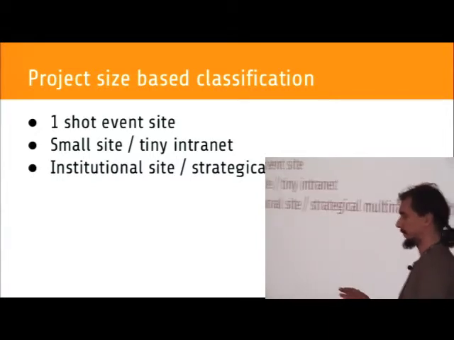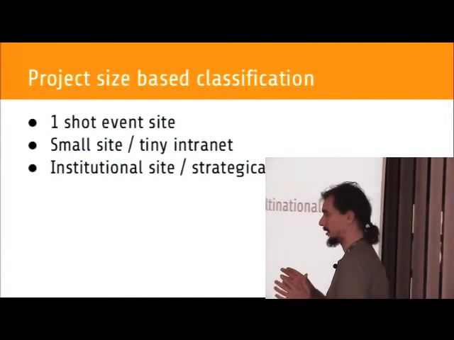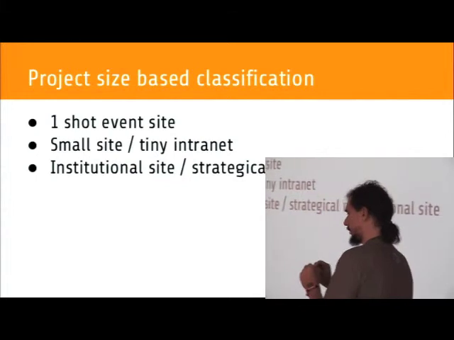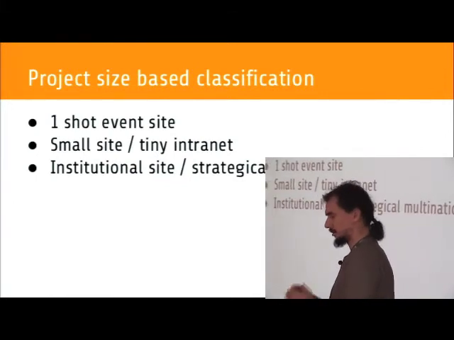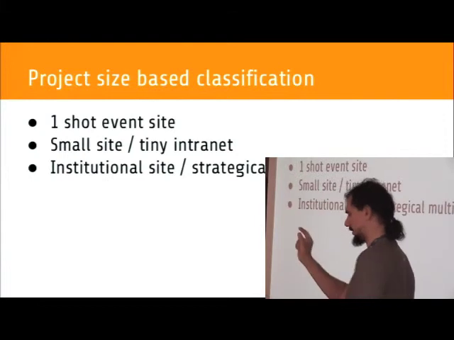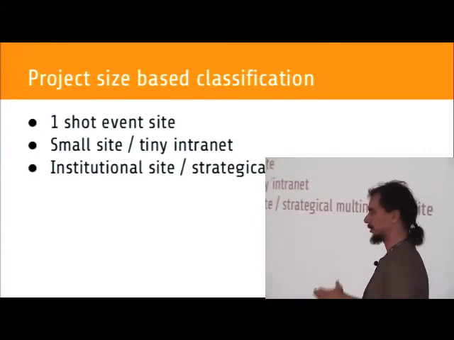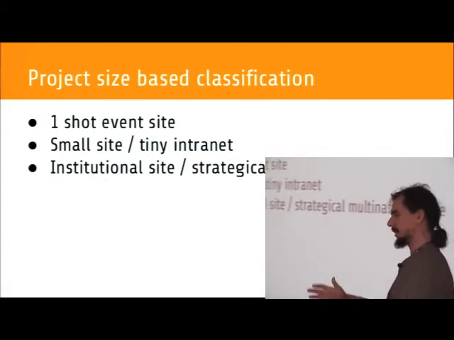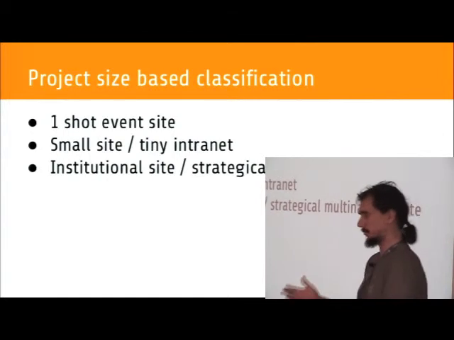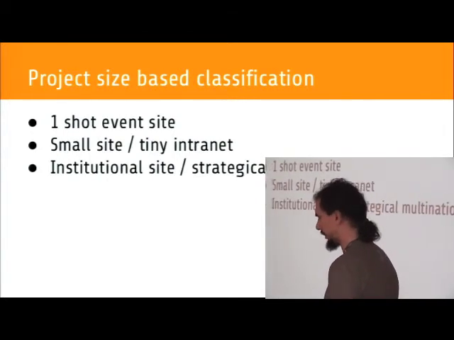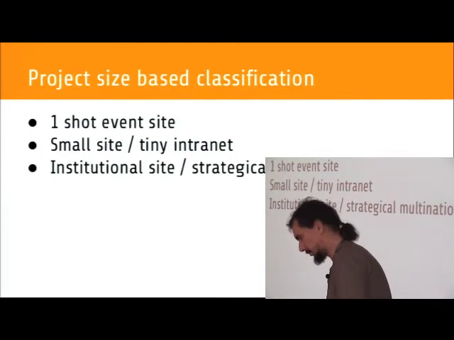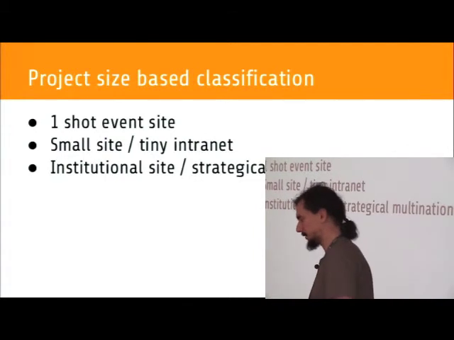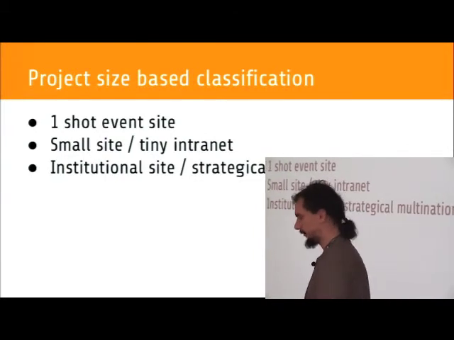For example, the size of the project. If it's a small site which will live a small period of time, and will exist just a little bit, you don't need to make something complex. If we begin to think about an intranet, it begins to be more important, and an institutional site more and more important. So the size of the project is one of the variables in our evaluation to find the solution.